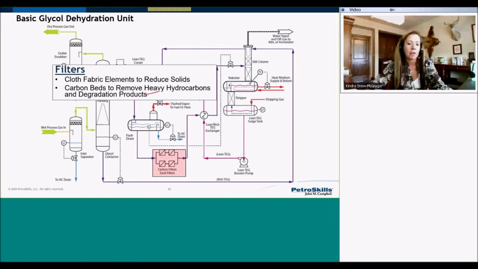When I degrade TEG in my reboiler, it forms organic acids. And so it's really important that I'm able to maintain and keep those acids out of my system because that can cause my TEG to start going corrosive.